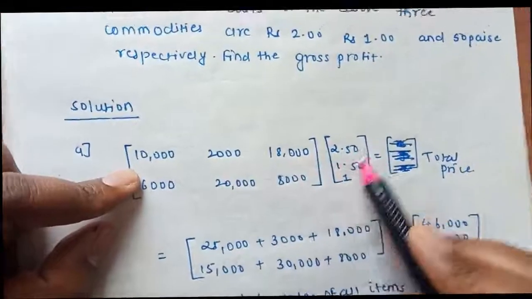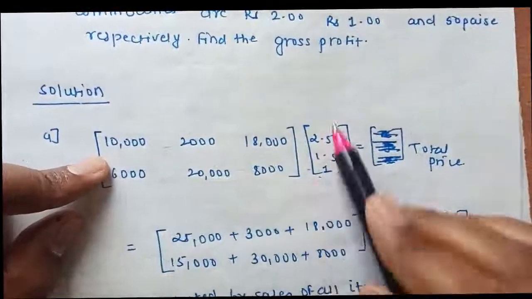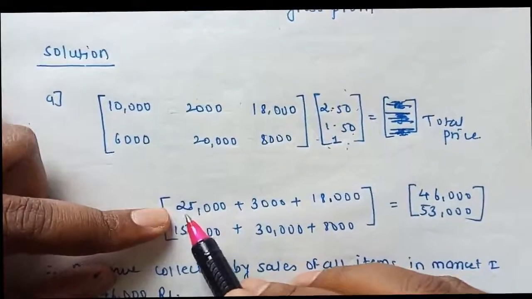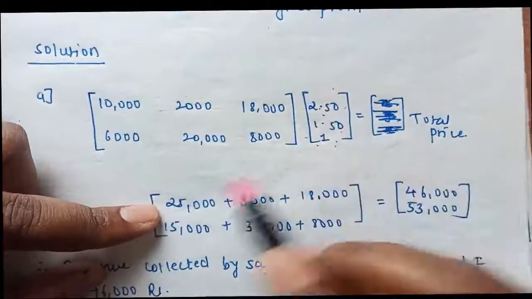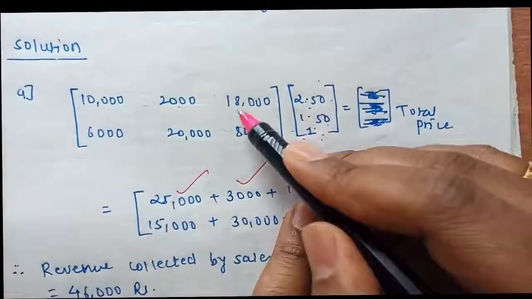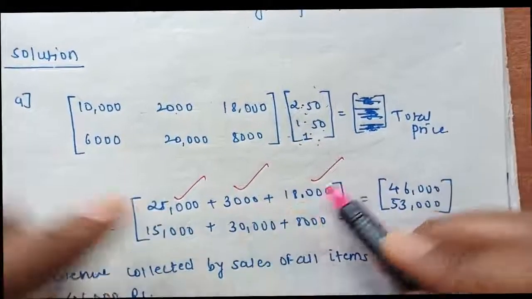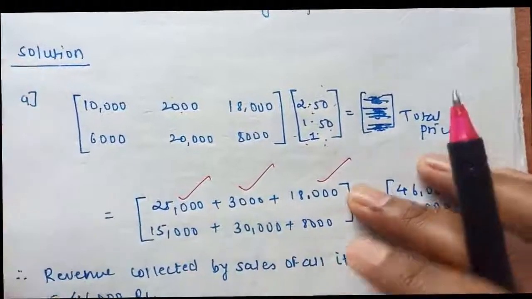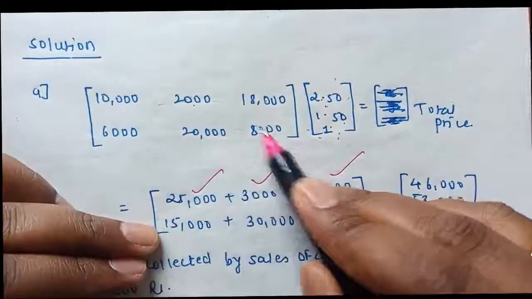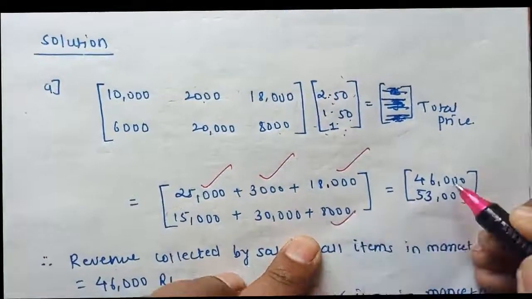So now 2.50, 1.50, 1, first row, first column. After multiplying 10,000 into 2.50, I get 25,000. 2,000 into 1.50, 3,000. 18,000 into 1, 18,000. So I got the first market value. Next is 6,000, 20,000 and 8,000. Just multiply, and you will get the second one.